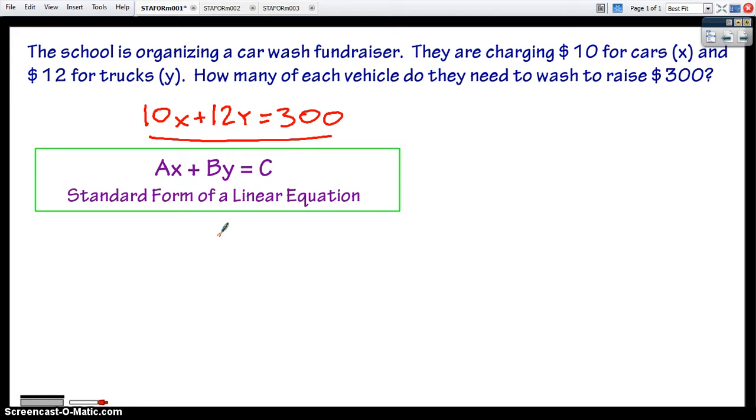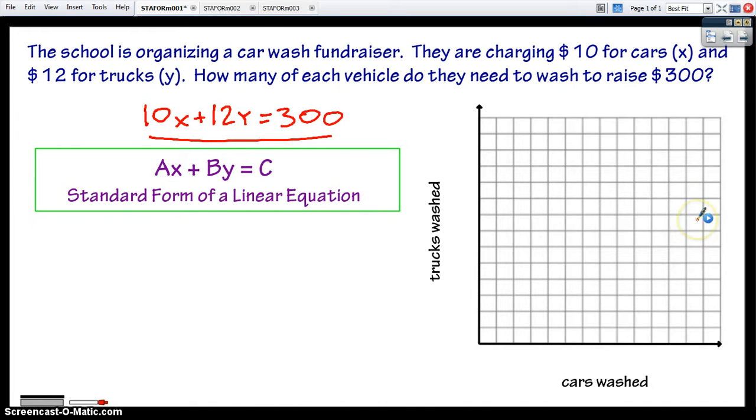This is where standard form is the most helpful. Let's say we want to actually graph this information, because there are multiple combinations here that will work. I could skip all the trucks and just wash 30 cars. I could skip all the cars and wash 25 trucks. I could do a combination. So anytime we're looking at multiple answers, it's always a good way of showing it when we can graph it.